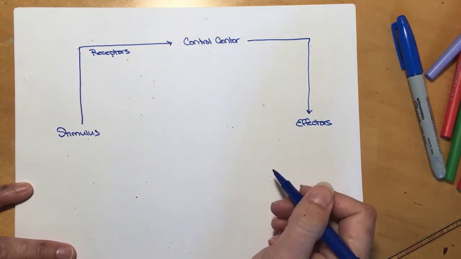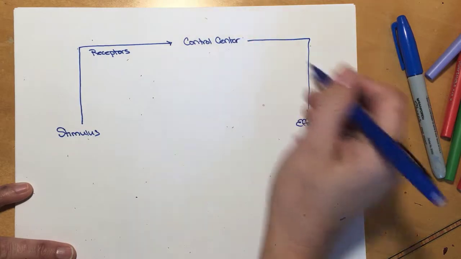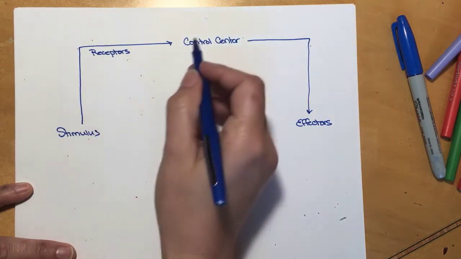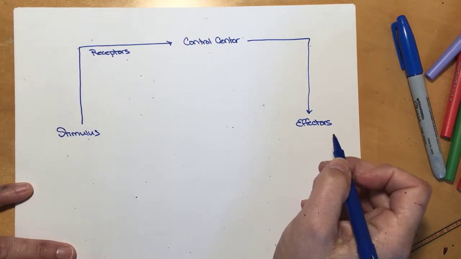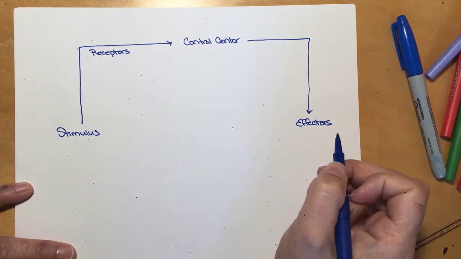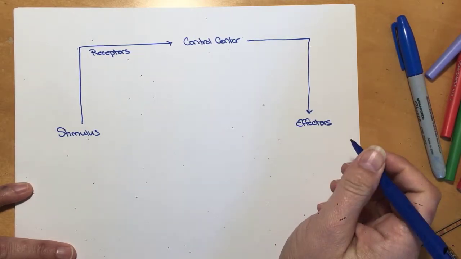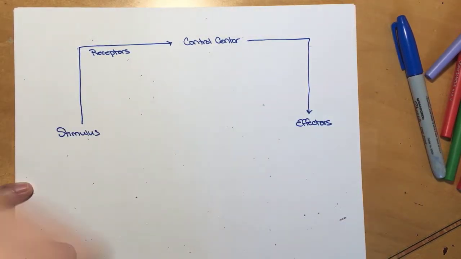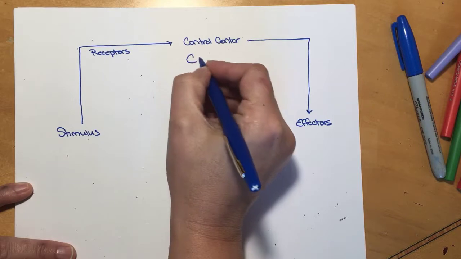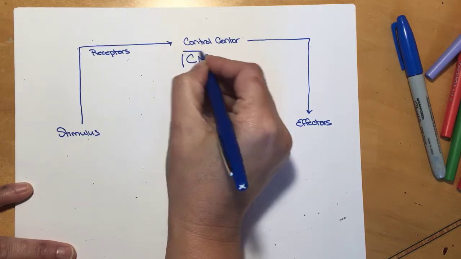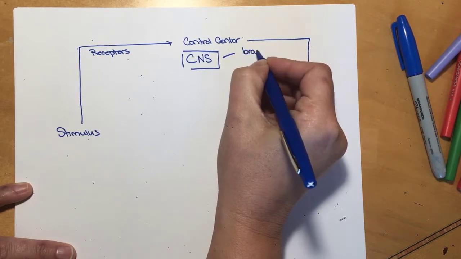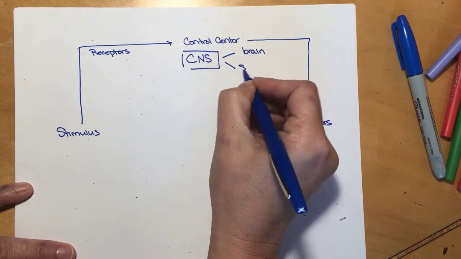And when we talk about the nervous system, we're going to fill in some of the proper words for what we've already talked about. So this isn't really a new concept. We're just putting new words on it. So the control center is the central nervous system. The central nervous system is composed of the brain and the spinal cord.